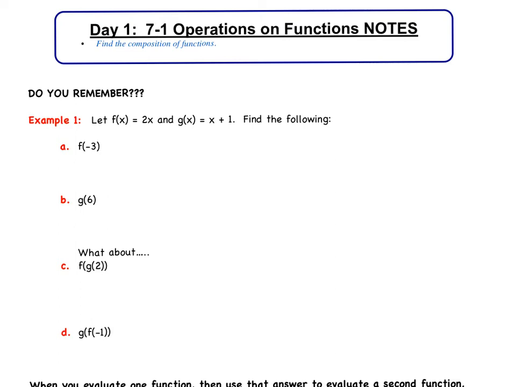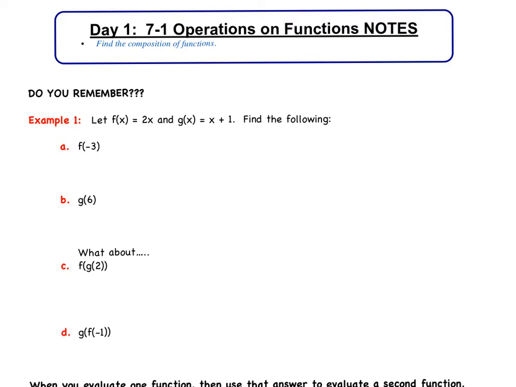Welcome to the Day 1 Notes, Operations on Functions. We will be finding the composition of functions. Do you remember looking at example 1? We have f of x equals 2x, g of x equals x plus 1, and we want to find the following. So f of negative 3.